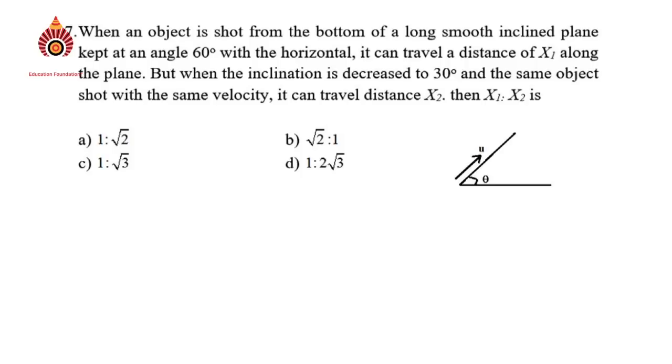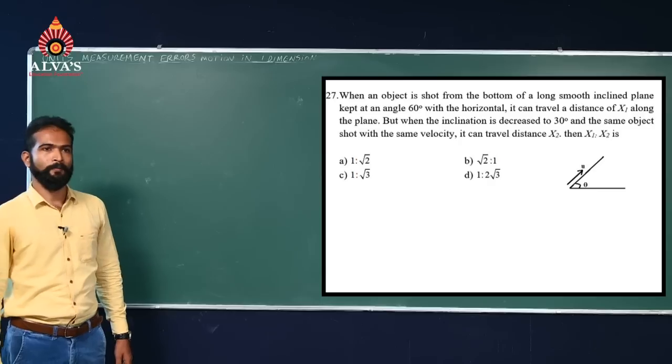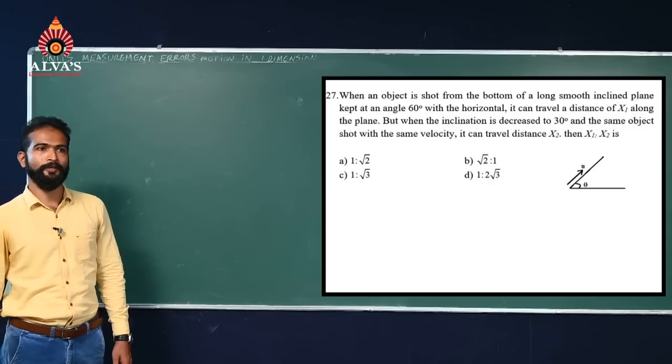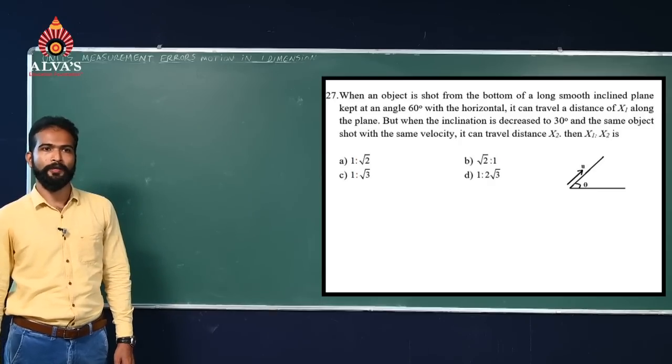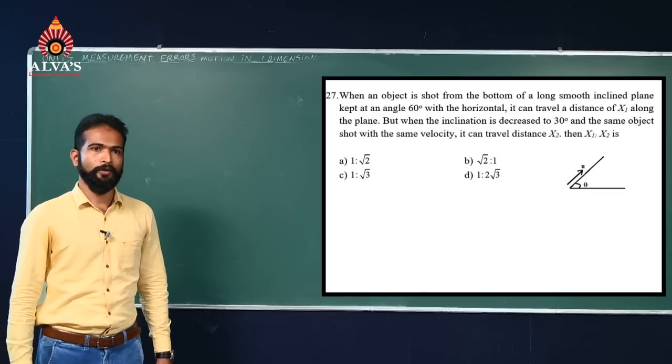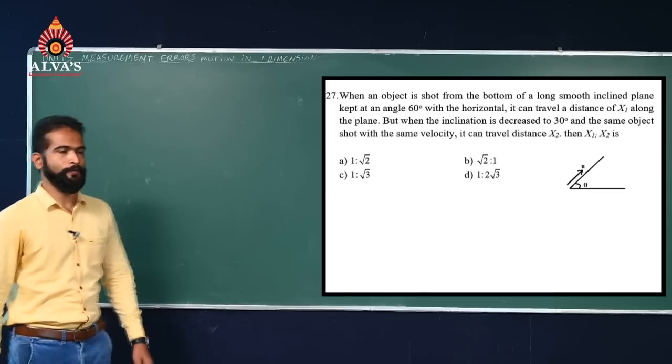Next, question number 27. When an object is shot from the bottom of a long smooth inclined plane kept at an angle of 60 degree with the horizontal, it can travel a distance of x1 along the plane. But when the inclination is decreased to 30 degree, the same object is shot with the same velocity, it can travel a distance of x2. Then the ratio x1 is to x2 is.